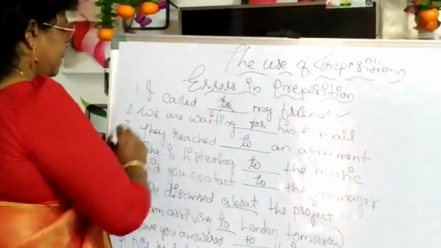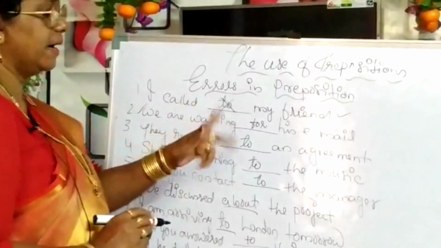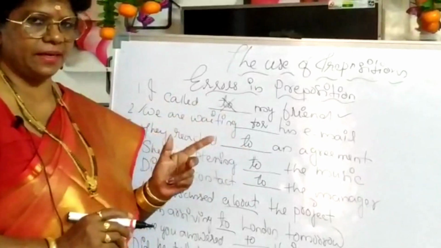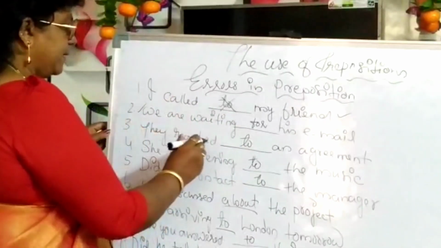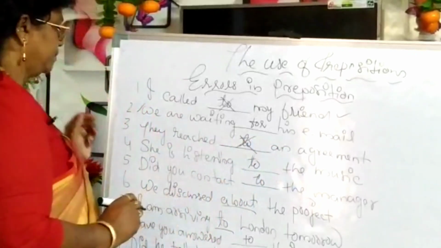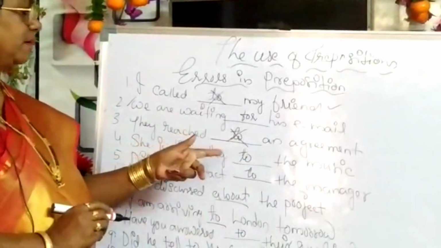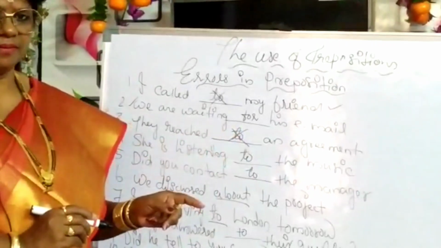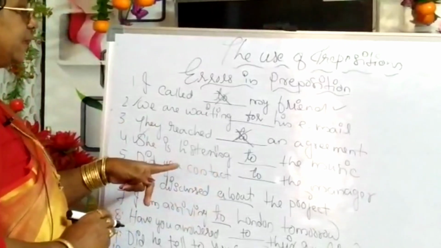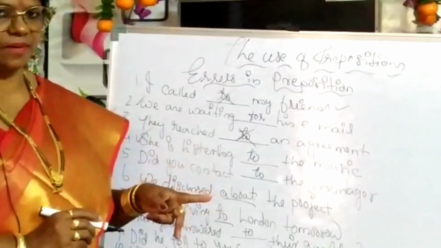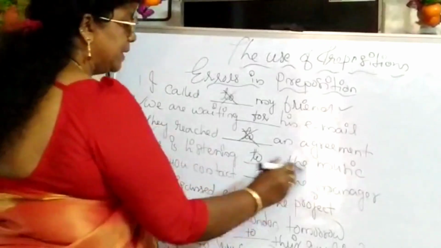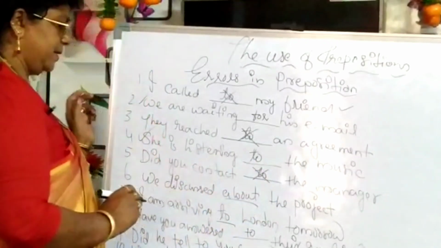We are waiting for his email. This is correct. They reached dash an agreement. So it is given to. Is it correct? Wrong. They reached an agreement. This is not required. She is listening to the music. This is correct. Did you contact to the manager? Absolutely wrong. Did you contact the manager. This is not required.